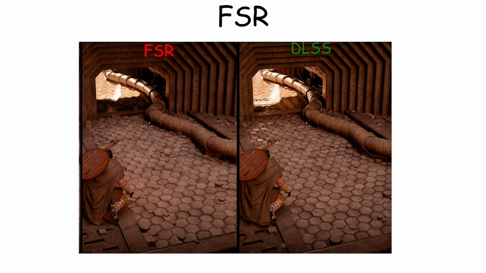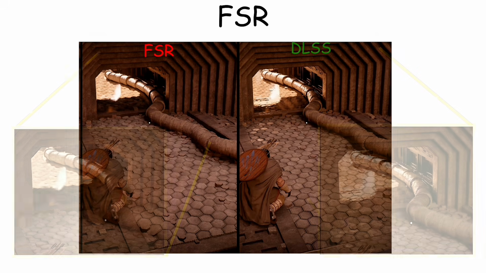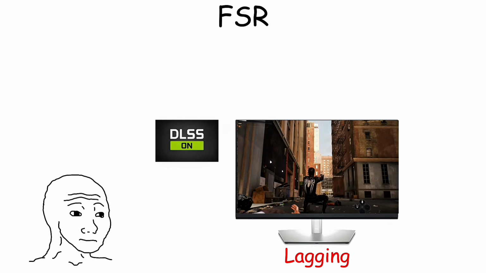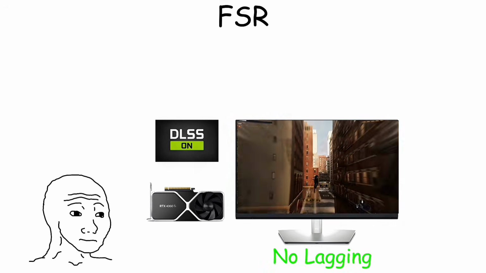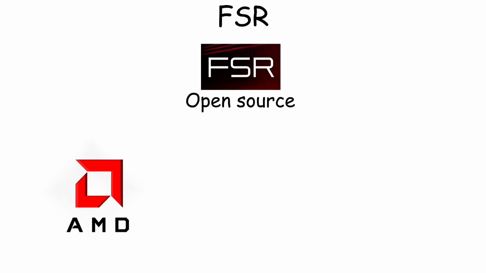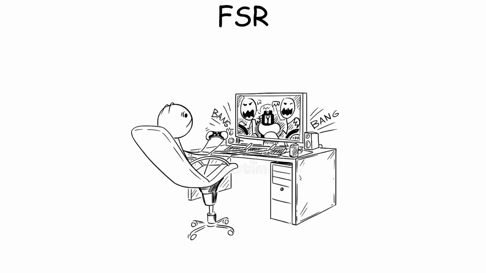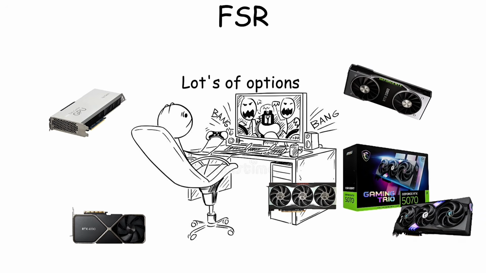Now, if we are talking strictly about image quality, DLSS usually has the upper hand. But here's the good thing. Unlike DLSS, which is locked and only works if you have an Nvidia RTX card, FSR is open source, meaning it works on AMD, Nvidia, and even Intel graphics cards. This is important because you aren't forced to buy one specific brand of hardware just to get better performance.